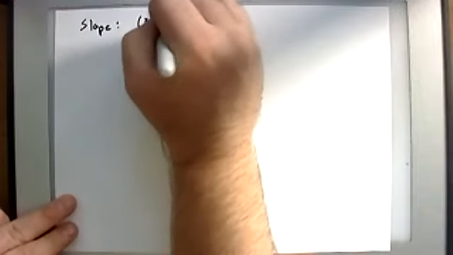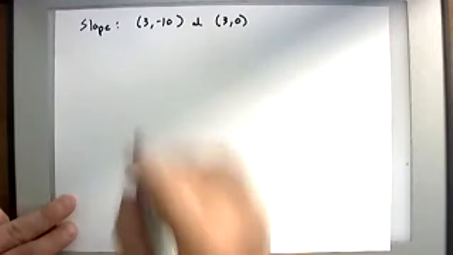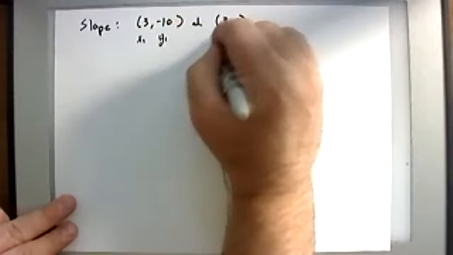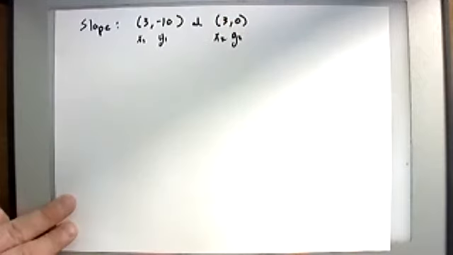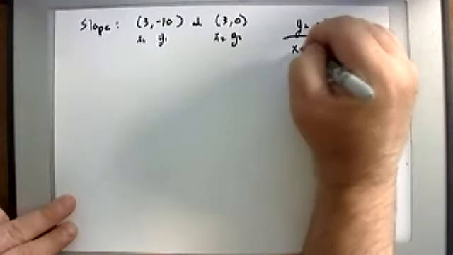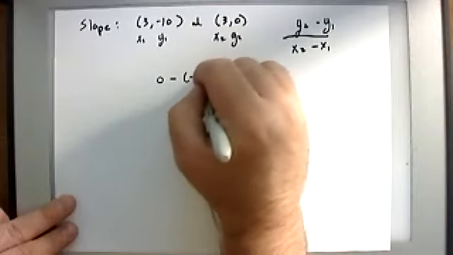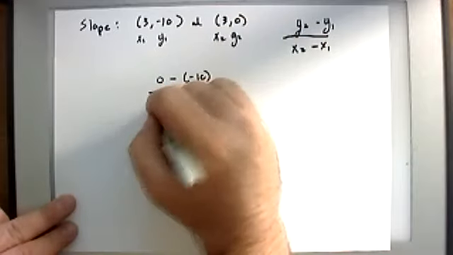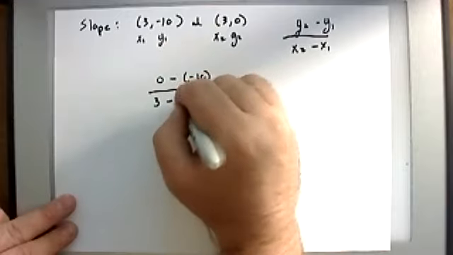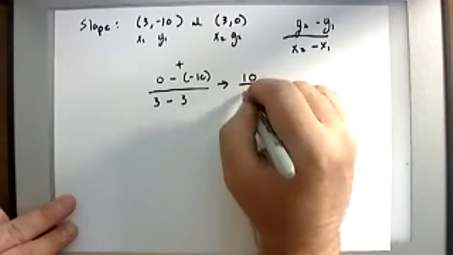Let's say they asked you to find the slope between the following points. Let's say we said 3, -10 and 3, 0. All right? So no big deal. x1, y1. It doesn't change how you do the problem. It just changes maybe the way the problem's going to look. So remember the formula, y2 minus y1 over x2 minus x1. So y2 being 0 minus y1, which is -10, over x2, which was 3, minus x1, which was 3. 0 minus -10, that's 0 plus 10, so that's 10. And 3 minus 3 is 0.